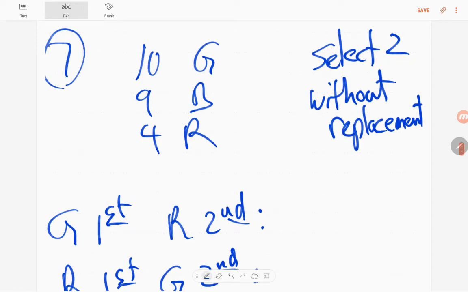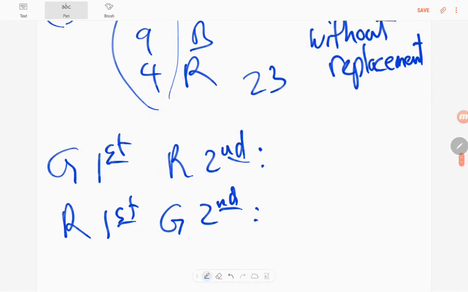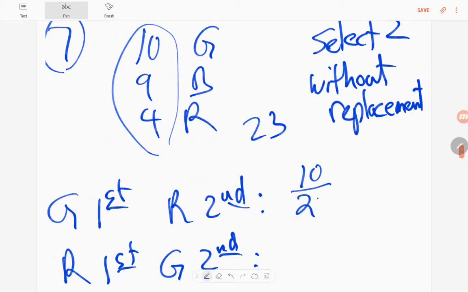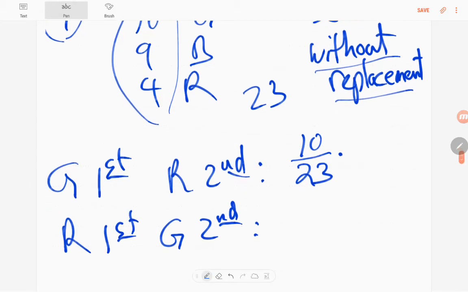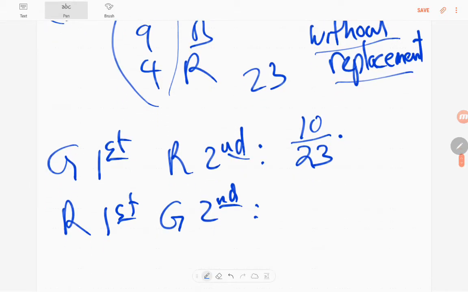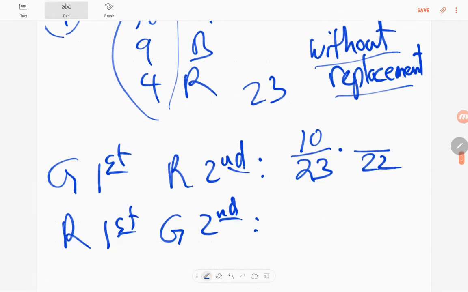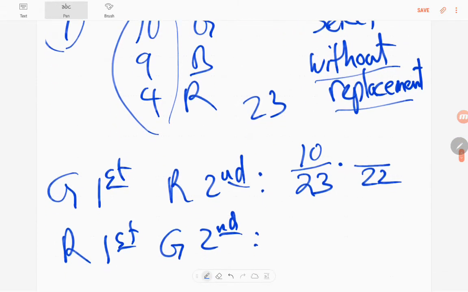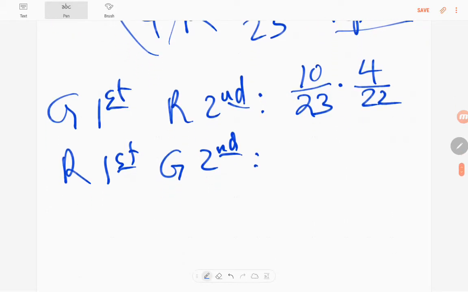So how many balls do we have total? It looks like 23 to me. 19 plus 4. So what's the probability the first one is green? It looks like 10 out of 23. And keep in mind this is without replacement. So we're going to throw the first one away. So that means there are only 22 left to choose from on the second draw. And how many of them are red? Well, the first one was green, so it sounds like we still have all 4 of our reds. So that's the first probability.